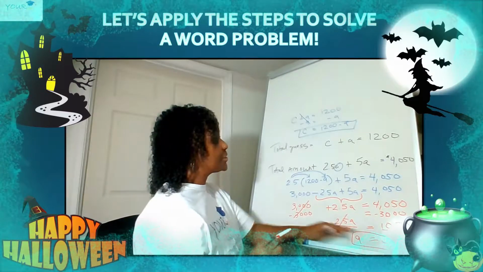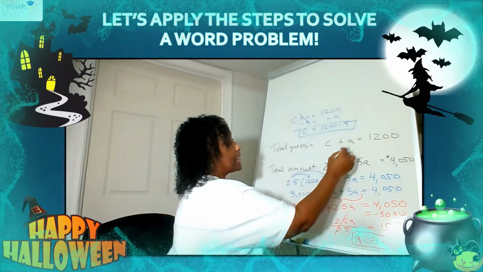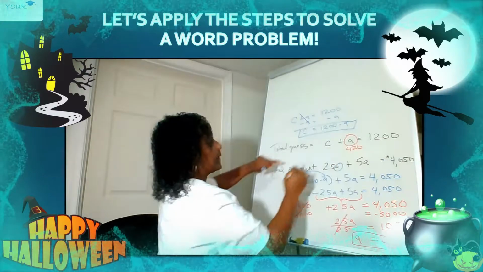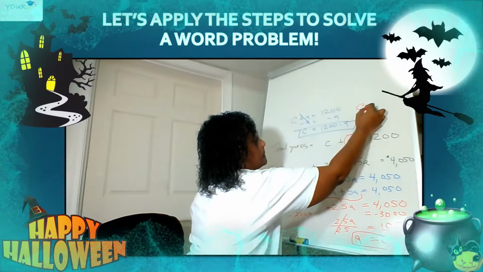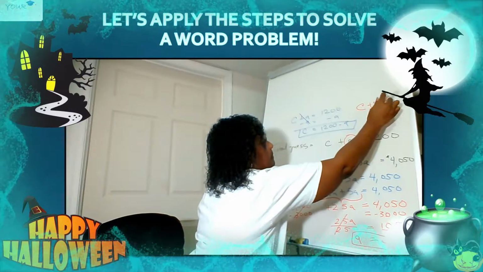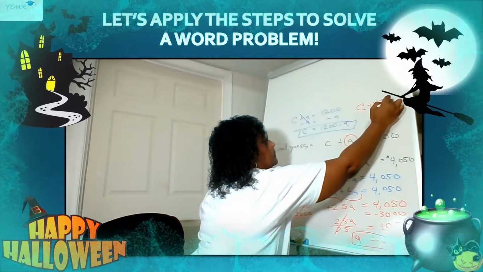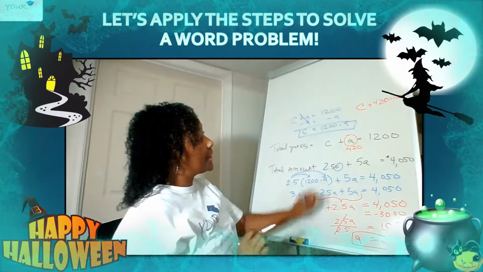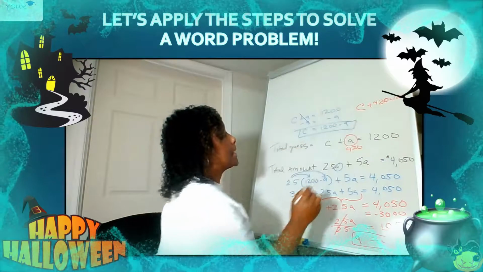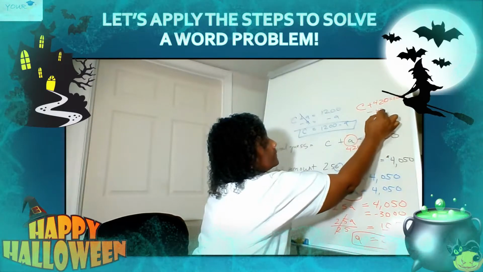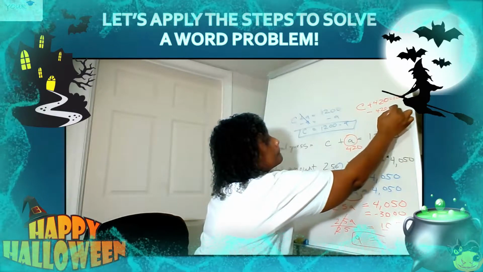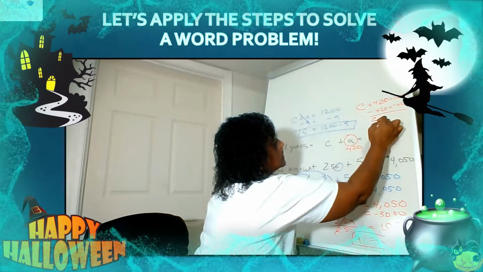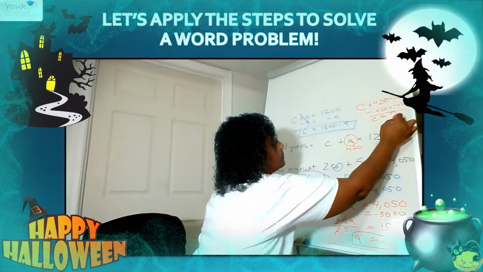So now I have 420. I can take that and put it in for my A value. So I have 420 here. I can take C plus 420 equals 1,200. So I know that I need to isolate my C. So I'm going to get rid of the 420 by subtracting. And this is going to leave me with C equals 780.